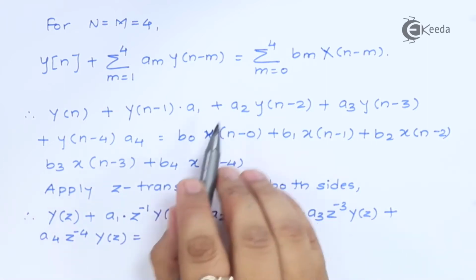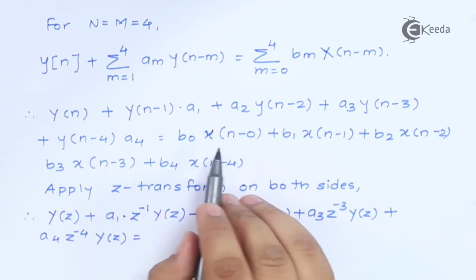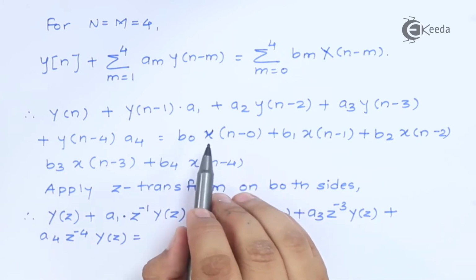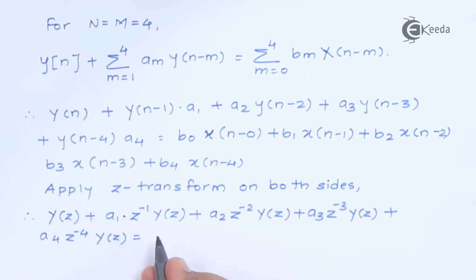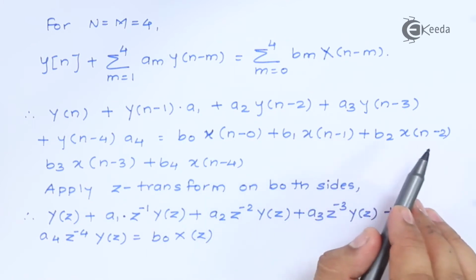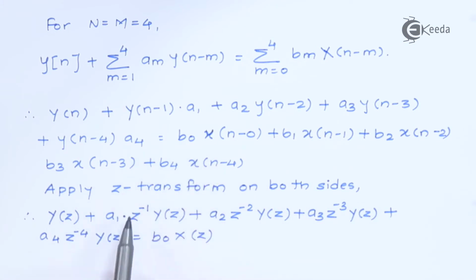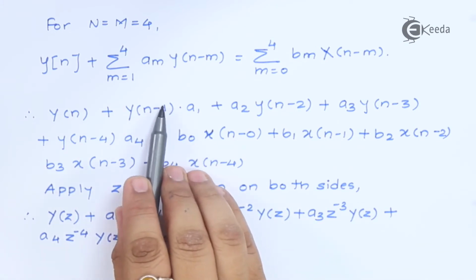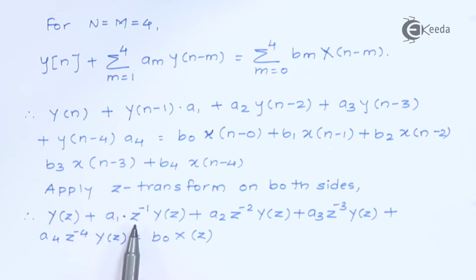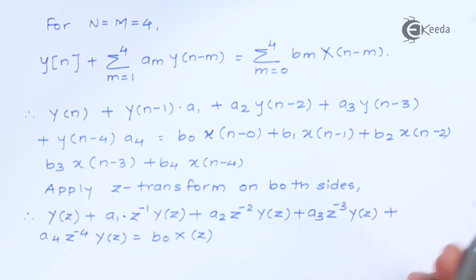Now look at the left and right hand side. Here x of n minus 0 is nothing but x of n, so the z transform of x of n is X of z. Now here also all the x of n's are shifted by -1, -2, -3 and -4. So similarly in this case also, if y of n is shifted by -1, then the z transform of y of n minus 1 is z to the power -1 Y of z. So similarly x of n minus 1 will be z to the power -1 X of z.